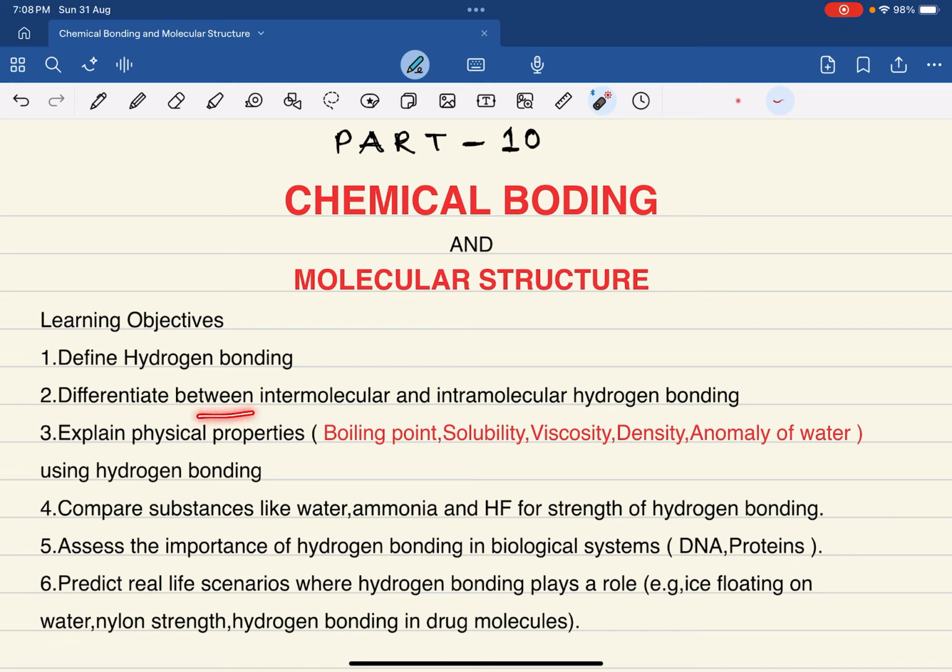Then differentiate between intermolecular and intramolecular hydrogen bonding and explain physical properties like boiling point, solubility, viscosity, density, anomaly of water using hydrogen bonding. Compare substances like water, ammonia, HF for strength of hydrogen bonding. Assess the importance of hydrogen bonding in biological systems.